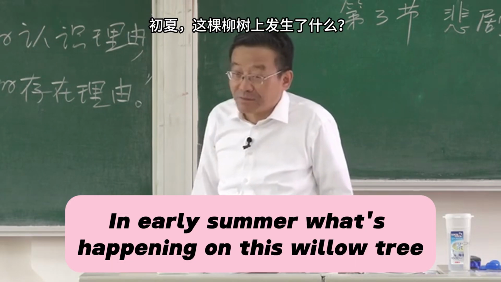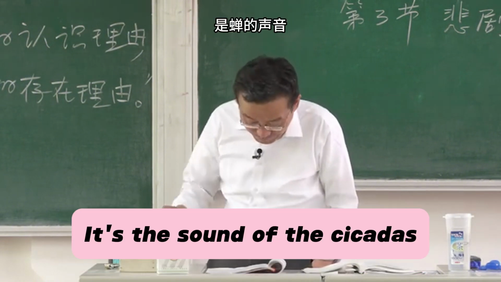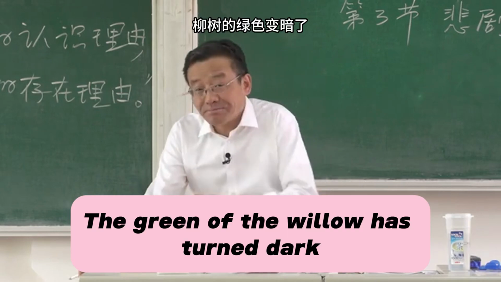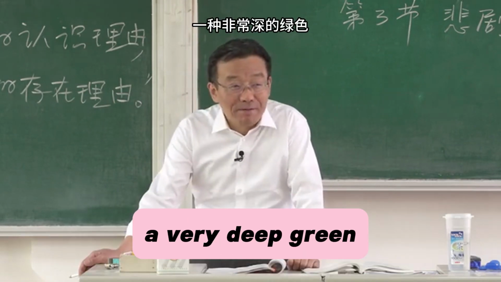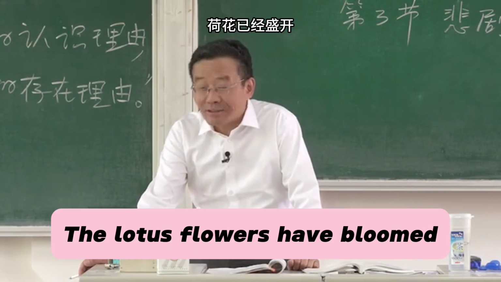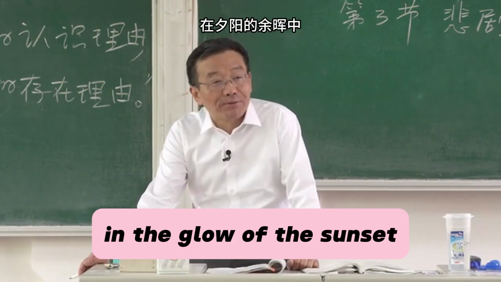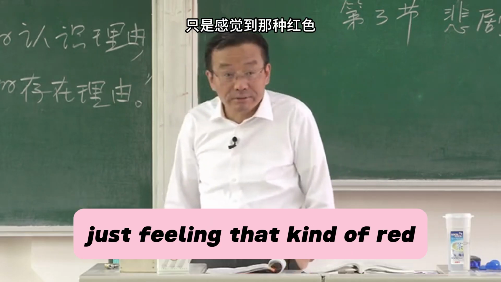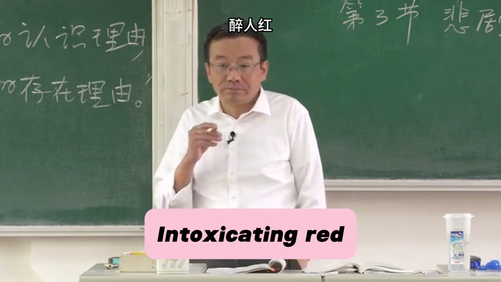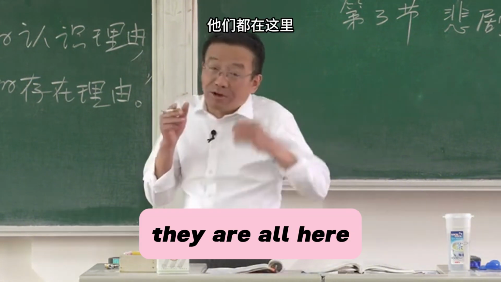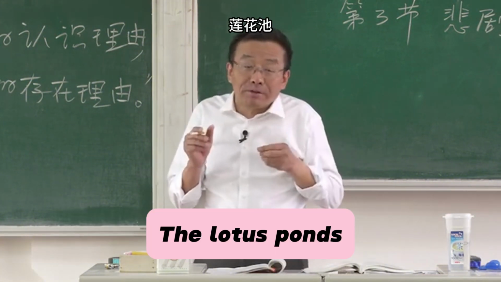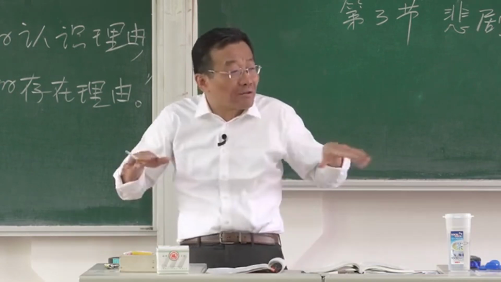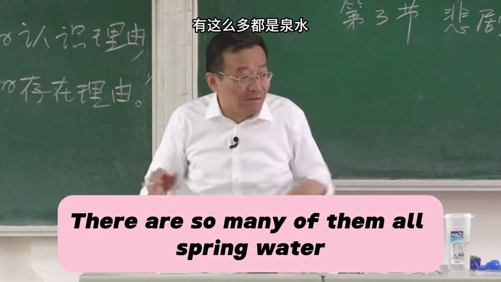In early summer, what's happening on this willow tree? It's the sound of the cicadas, the chirping of the cicadas, we can hear it. The green of the willow has turned dark, a very deep green, we call it dark green. The lotus flowers have bloomed, in the glow of the sunset. They're so red that it makes us feel intoxicated, just feeling that kind of red. Intoxicating red, 36 ponds of spring water, they are all here. The lotus ponds. One after another, the ponds are connected into a large area. There are so many of them, all spring water.